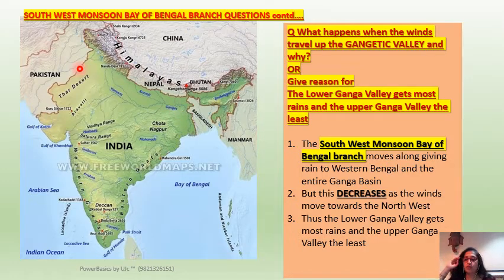So when this question comes, you should say, first of all, this region gets rain from the southwest monsoon Bay of Bengal branch, which moves along western Bengal and the entire Ganga basin. This is the Ganga basin. They shed more rain in the lower part of the Ganga valley. Most of the rain is shed here, and this decreases as we go up the Ganga valley.